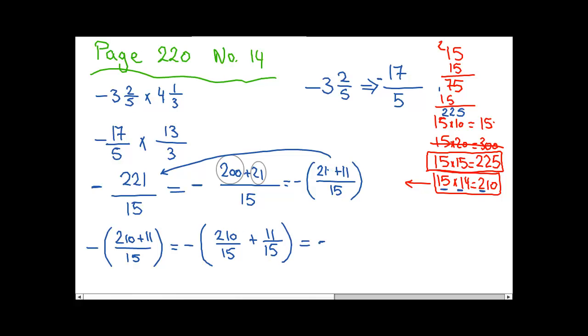Okay, now, so we have negative 210 over 15, we already know is 14. We got it from here. 15 times 14 equals 210. So 210 divided by 15 is 14. Plus 11 over 15. Now remember, when you have a whole number like 14 plus a fraction like 11 over 15, that's the same as writing it in the form of a mixed number. So that's the same thing as 14 and 11 over 15. And don't forget the negative sign. So this is your final answer, -14 and 11 over 15.